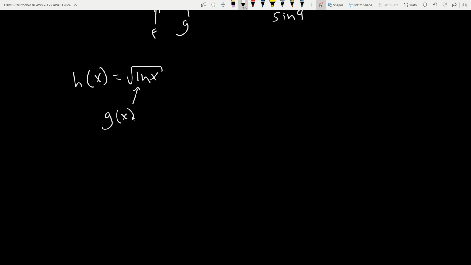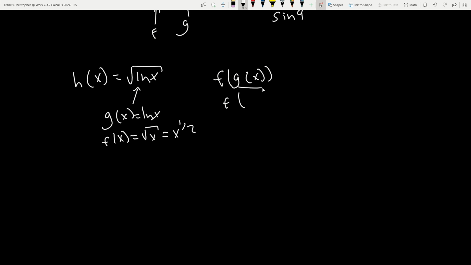So g of x equals ln of x, and then square root of x is our outer function, or this is also equal to x to the 1/2. So let's check this. f of g of x, right? f of, what is g of x? Natural log of x. f of the natural log of x.